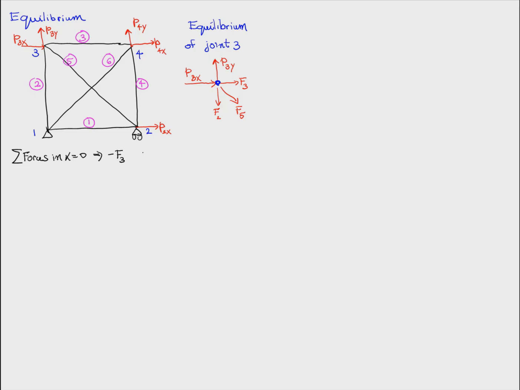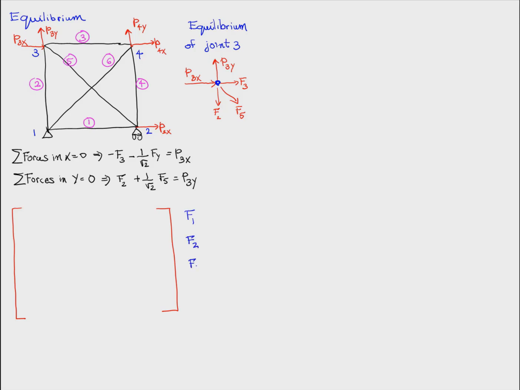So if we sum the forces in the x, we get this equation. If we sum the forces in the y, we get this equation. Now we can do this for each joint and assemble all these equilibrium equations in the form of a matrix equation. So we have all the member forces multiplied by a matrix, and then on the right hand side we have the joint loads. And now let's see how we fill up this matrix.